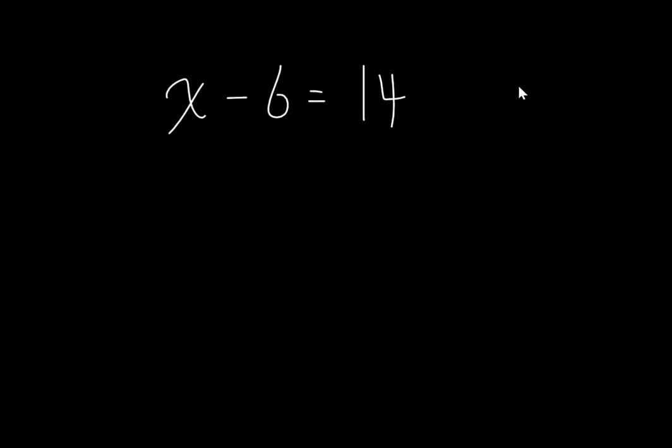Solve for x. You got 20, you'd be correct. Add 6 to both sides. Notice that this is the equal sign, so this is where you need to do your math. You need to add 6 to either side of the equation sign. X plus 6 minus 6 is just x. 14 plus 6 is 20.